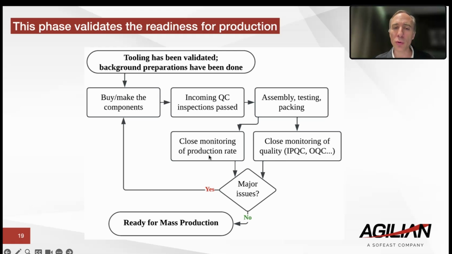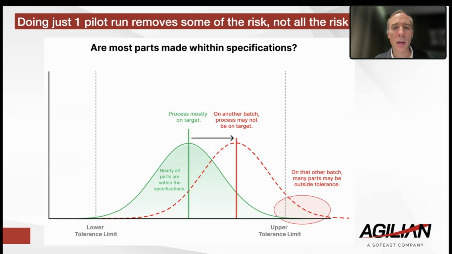Close monitoring also of the production rate, and then based on, okay, how many pieces had to be reworked, how many pieces did we make in how many hours or days, is there any major issue here that needs to be fixed before we go into mass production. If there are still some issues, then we go back and do it again. Okay.